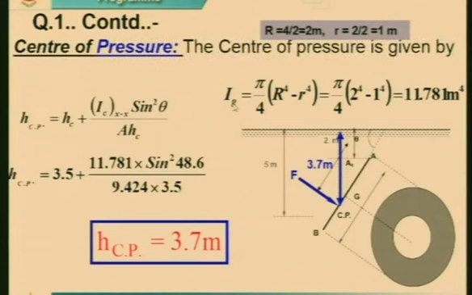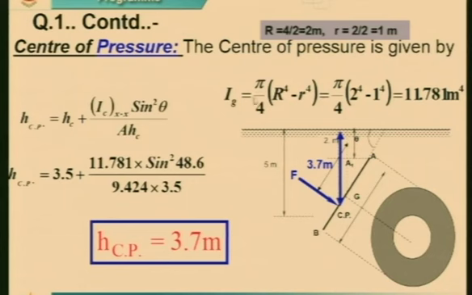Please calculate the moment of inertia as per the formula pi by 4 (R to power 4 minus r to power 4). In some of the books or some of the notes you will find pi (D4 minus small d4) by 64, both are the same. The value will come the same as 11.78. Is it okay?